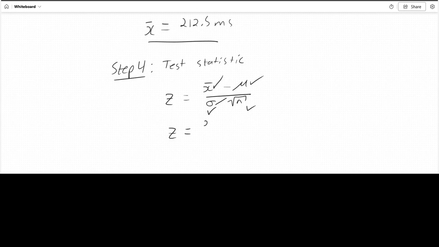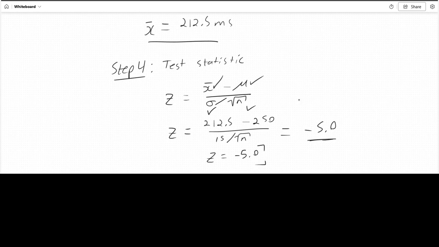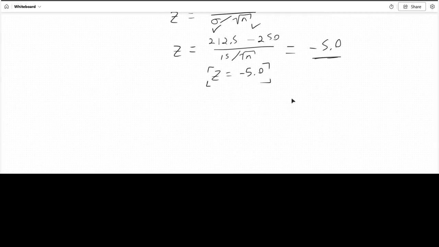Where we have our sample mean minus our population mean all over. We're given 15 milliseconds for our population standard deviation. We still are sampling 4 people. If you plug that into your calculator, it comes out to negative 5.0. Okay, this is a measure of how extreme our value is given all these factors of our sampling and the population factors.